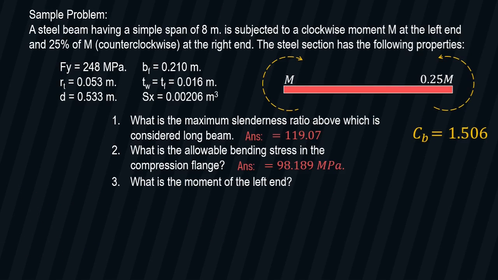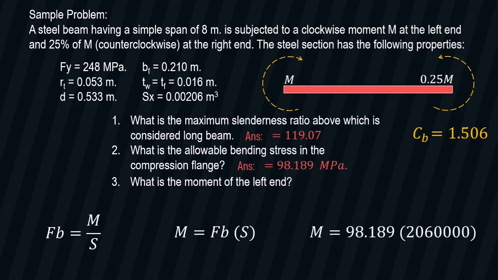And number 3, what is the moment at the left end? To do that, you are familiar with this formula. The bending stress is equal to Mc over I. M is the moment, c is the distance from the neutral axis to the outermost fiber of the beam, and I is the moment of inertia. But since the section modulus of the section is given, we'll use this formula instead. That is, FB is equal to M over S. We are looking for the value of the moment. Rearranging the equation, we have M equal to FB multiplied by the section modulus.